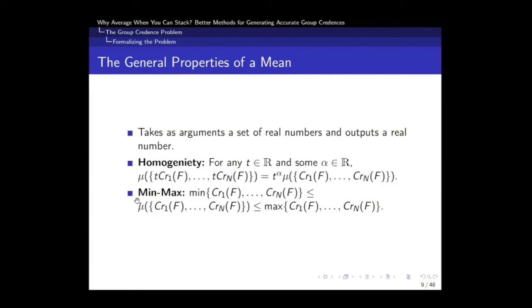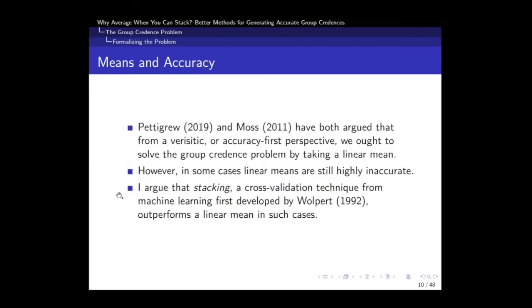And then importantly, it's going to have this min-max property, which means that the mean of some set of numbers is going to have to be between, inclusively, the minimum number in the set and the maximum number in the set. This is well known to anyone who's worked with means in any way, but it's going to feature heavily in the overall argument, right? In particular, I'm going to focus on two arguments from Richard Pettigrew and Sarah Moss, who both argued that from a veritistic or accuracy-first perspective, a perspective that thinks that the good-making features of a credence function are just its proximity to the truth, then we ought to solve the group credence problem by taking a linear mean.